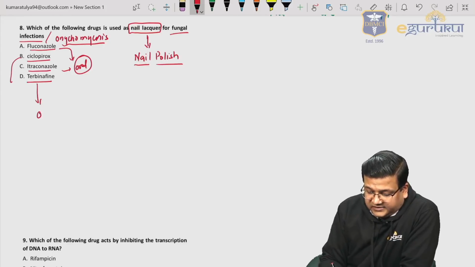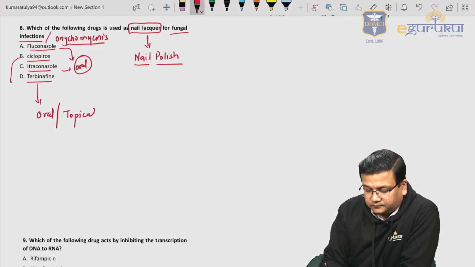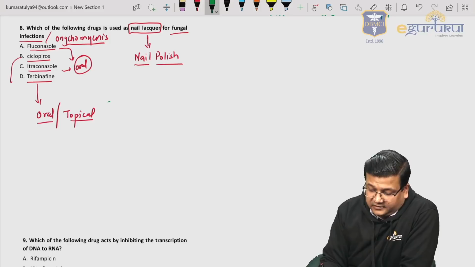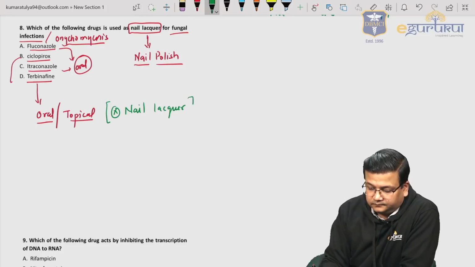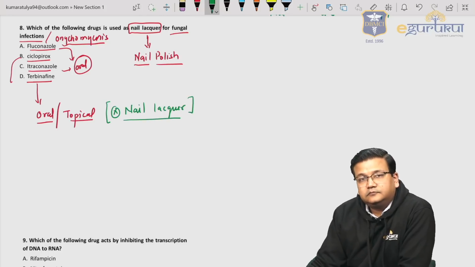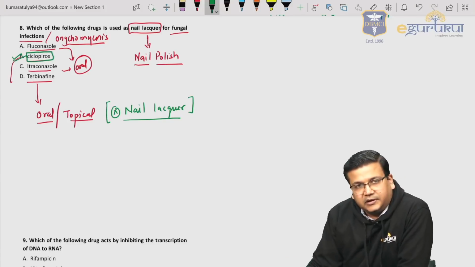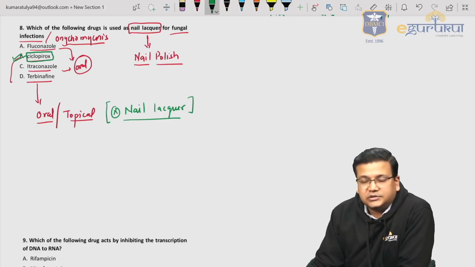Now terbinafine is available oral as well as topical, but there is no specific nail lacquer, nail polish of terbinafine is not available. So then we are left with only one drug, cyclopyrox, that will be the answer to this particular question, cyclopyrox.